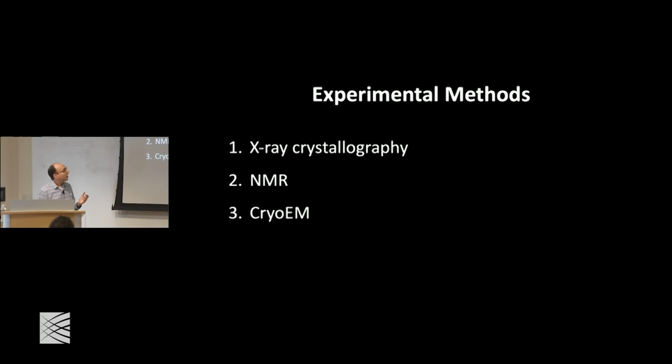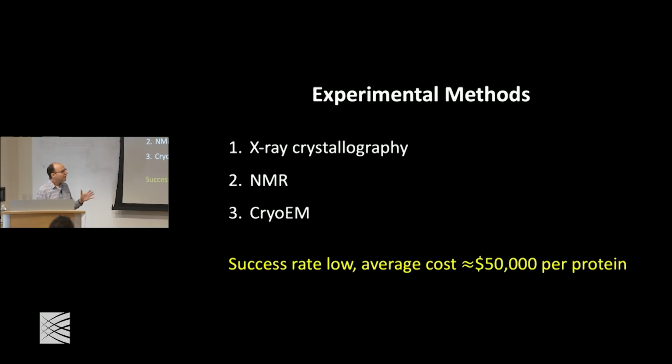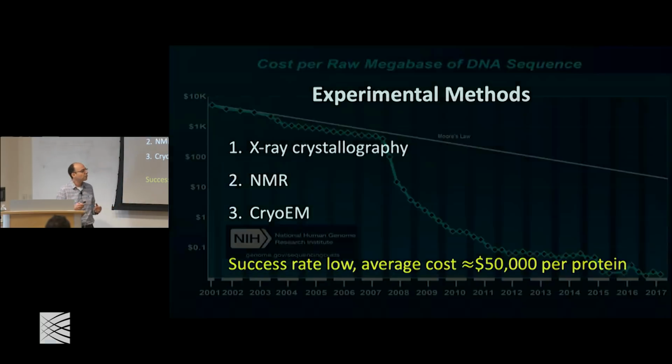Experimental methods have existed for a long time to try to tackle this problem, particularly X-ray crystallography, and more recently cryo-EM has been making substantial breakthroughs. Nonetheless, the success rate does remain low, and the average cost for protein structure determination is probably on the order of tens of thousands of dollars. All of these estimates vary.